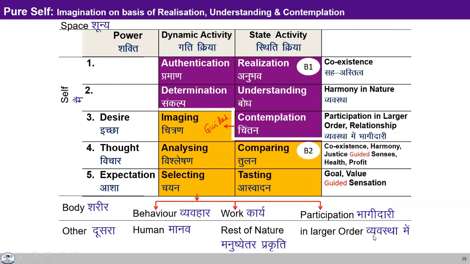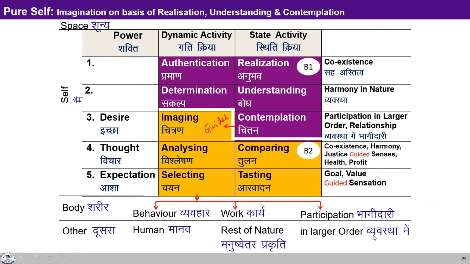So this possibility is there in the self of a human being, but certainly not in animal. In the human being also, we can see that there are certain stages of development. One may be active only at the level of selecting, testing. Then one may be active at the level of analyzing and comparing. One may be active only up to imaging. Now to activate this contemplation, understanding also, it does take time.